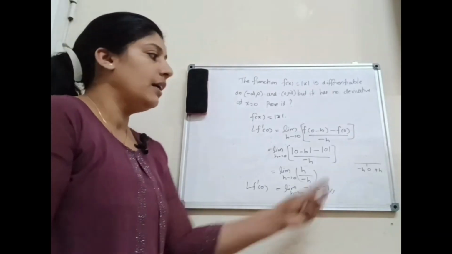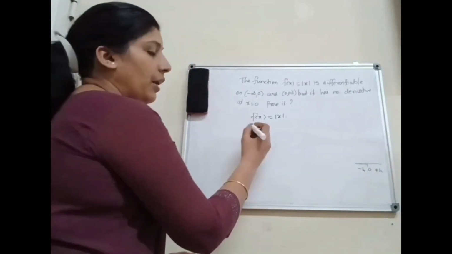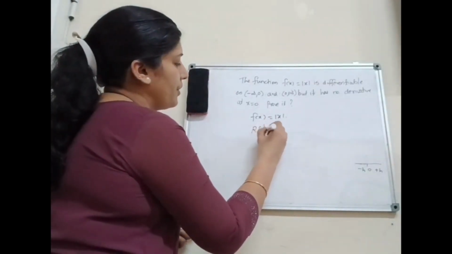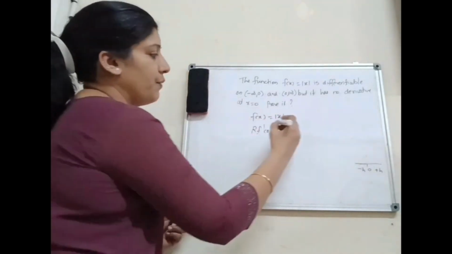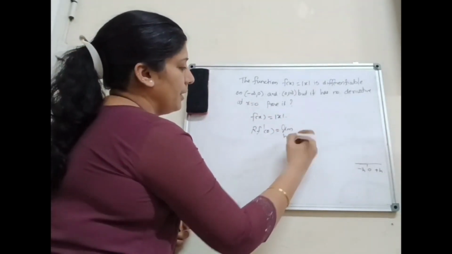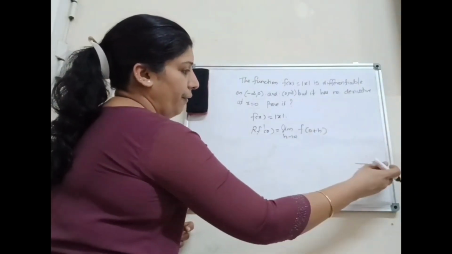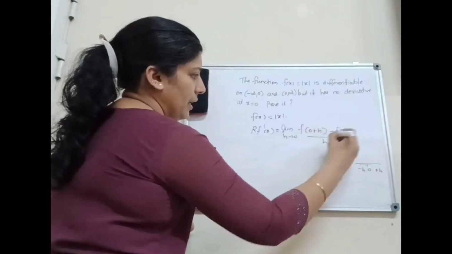Next, we can consider the right hand derivative of the function f of x at x equal to 0. We have to find out the right hand derivative at x equal to 0, that is R f dash of 0. It is denoted by R f dash of 0, and it is equal to limit h tends to 0, f of 0 plus h, that is the right side of 0, f of 0 plus h minus f of 0 divided by h.